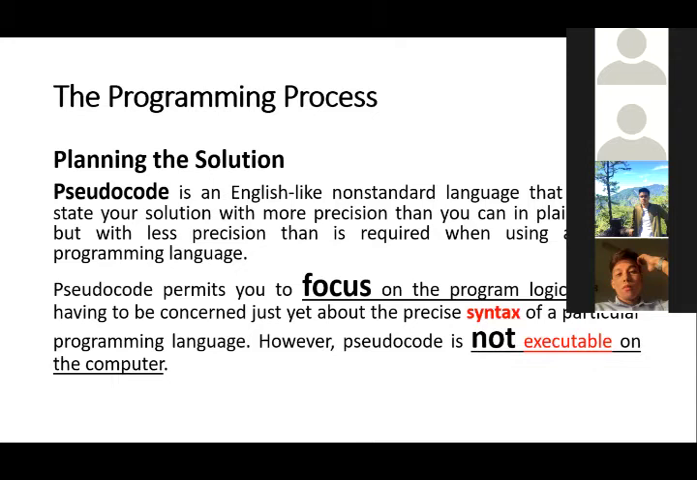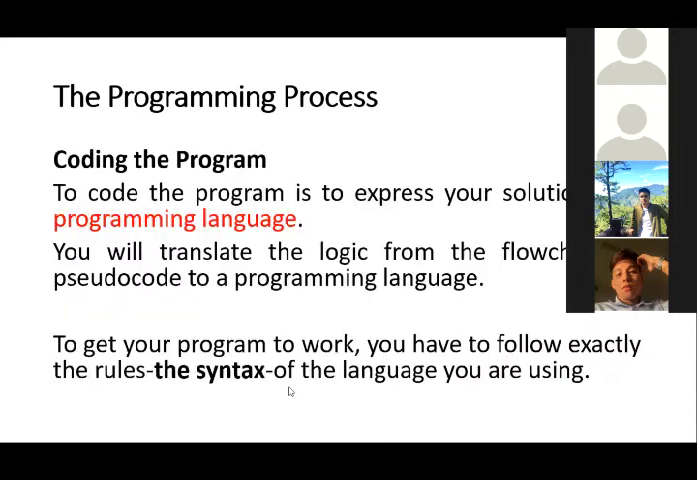And how do we do that? We convert the pseudocode to a program. We use a specific programming language and we follow the syntax or the rules of that programming language. Okay? So, ganyan po yung solution. So, that's the first two steps. Define the problem, plan the solution, and the third one is code the program.